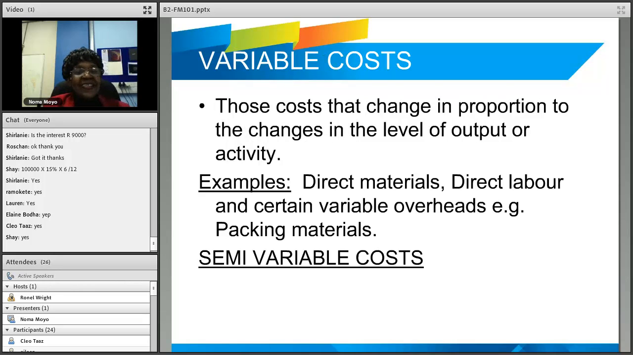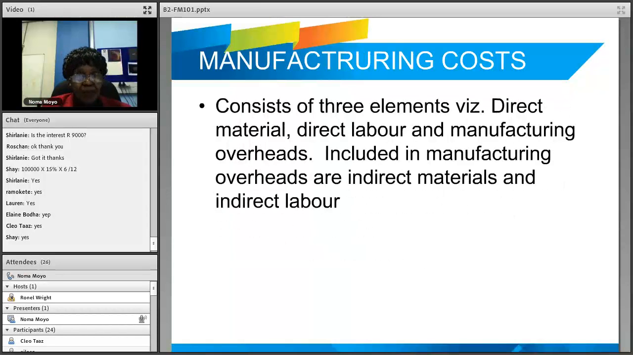Variable costs, these change. The costs that change in proportion to the changes in the level of output. I make a dress from 2 meters. If there are 2 dresses, it will be 4 meters. 3 dresses, it will be 6 meters. 4 dresses, 8 meters. That's a variable cost. Examples is direct material, direct labor. If you work 1 hour, you receive this much. 2 hours is double. 3 hours is 3 times. You see what I mean? Direct labor and certain variable overheads, e.g. packing materials. There are those that are called semi-variable, which have got both the fixed component and the variable component.